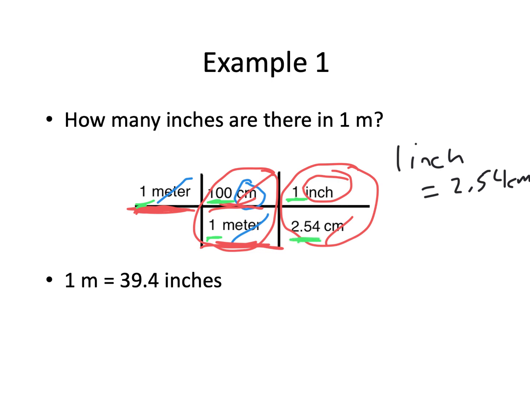And of course, you don't have to do the ones. 1 times or divided just gives you what you started with. So I'm going to basically go 100 divided by 2.54, and my units that I'm left with are inches. So 1 meter is equivalent to 39.4 inches. And to get there, all I did was I kept multiplying by 1, but I did it in such a way to make the units cancel out and convert it into the units that I wanted.